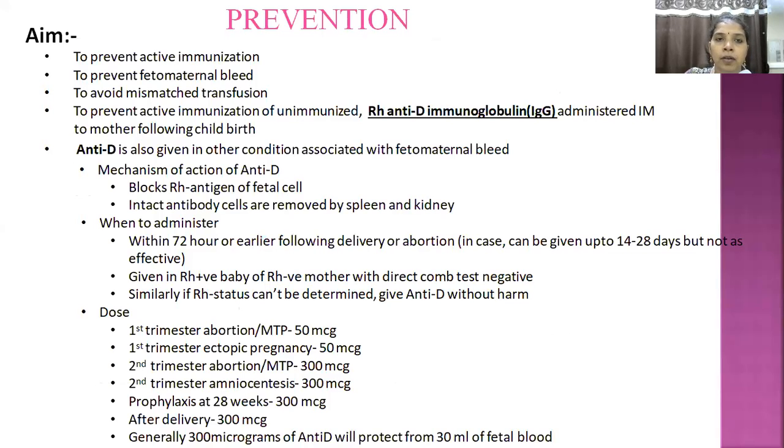Prevention. The aim of prevention of RH immunization is to prevent active immunization, to prevent fetal-maternal bleed, to avoid mismatched transfusion, and to prevent active immunization of unimmunized RH negative women. Anti-D immunoglobulin is administered to the mother following childbirth. Anti-D is also given in other conditions involving fetal-maternal blood mixing. The mechanism of action of anti-D is that it blocks the RH antigen of the fetal cell. Antibody-coated cells are removed by the spleen and kidney.